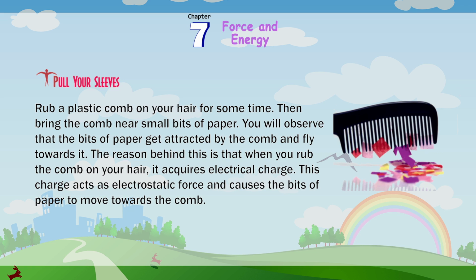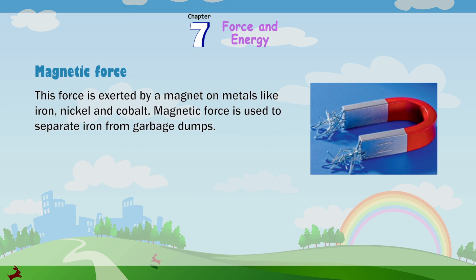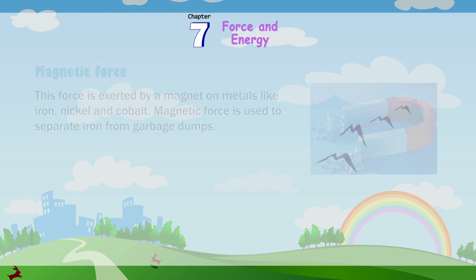The reason behind this is that when you rub the comb on your hair, it acquires electrical charge. This charge acts as electrostatic force and causes the bits of paper to move towards the comb. Magnetic force. This force is exerted by a magnet on metals like iron, nickel, and cobalt. Magnetic force is used to separate iron from garbage dumps.